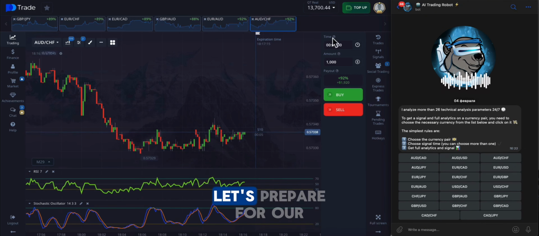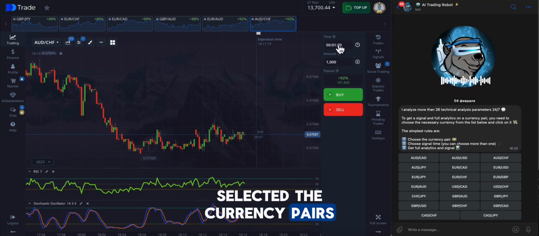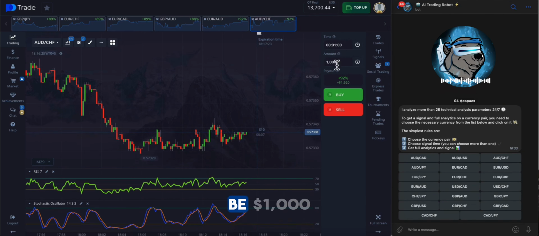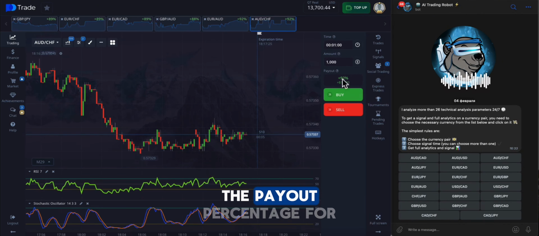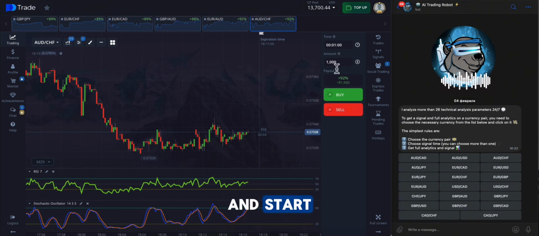But before we start, let's prepare for our trading. We have already pre-selected the currency pairs. The trade duration will be 1 minute. The trade amount will be $1,000. The payout percentage for the trade is 92%. If the trade closes in profit, we will earn a profit of $920. And let's go ahead and start.